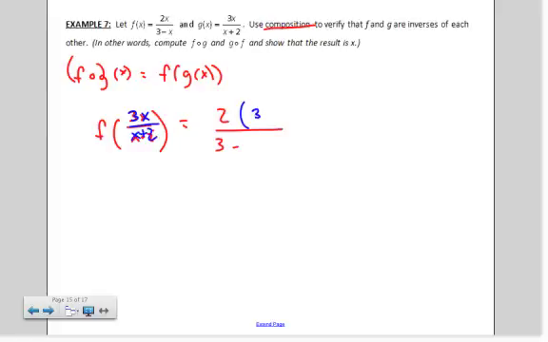I'm trying to help you out here. Yeah, that's very good. Over 3 minus 3x over x plus 2. Now you're looking at this going, oh, gag. All right, let's remember we have a little SAT trick.